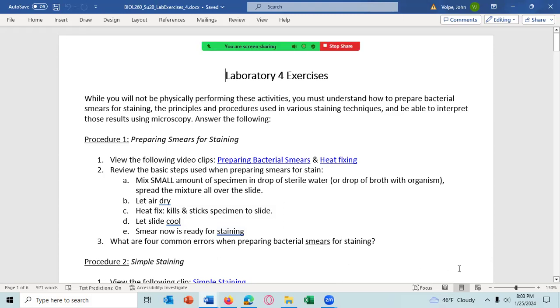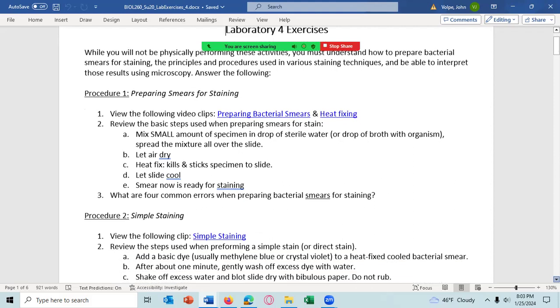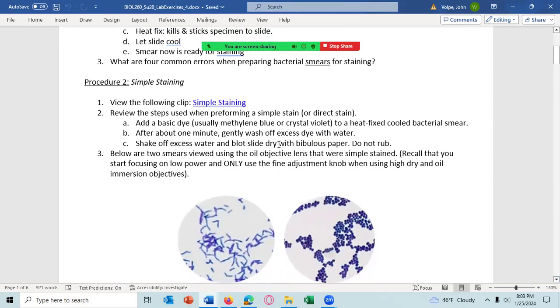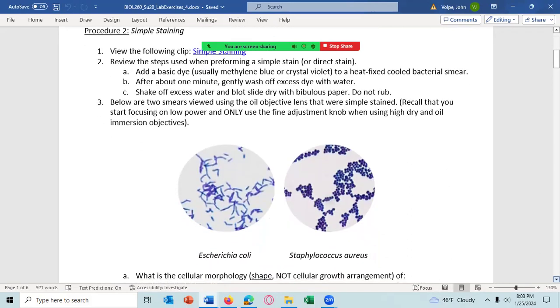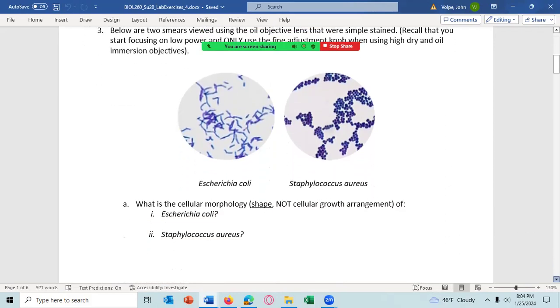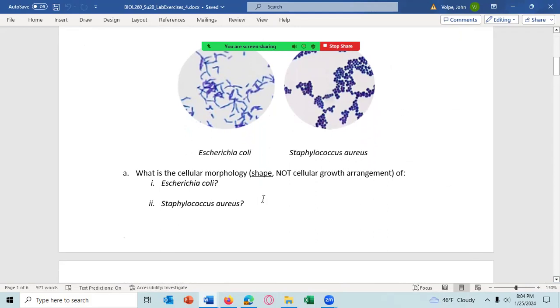In procedure 2, we're then looking at the simple stain. We have a video clip to watch on simple stains, and then go through the steps for procedure 2. Below, we have 2 smears, one for E. coli and one for Staphylococcus aureus. Read through procedure 2 and then answer the question, what is the cellular morphology, the shape of 1 E. coli and 2 Staphylococcus aureus?